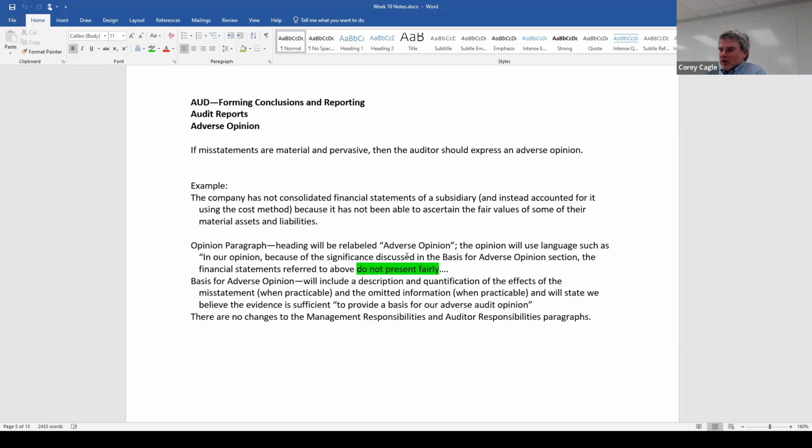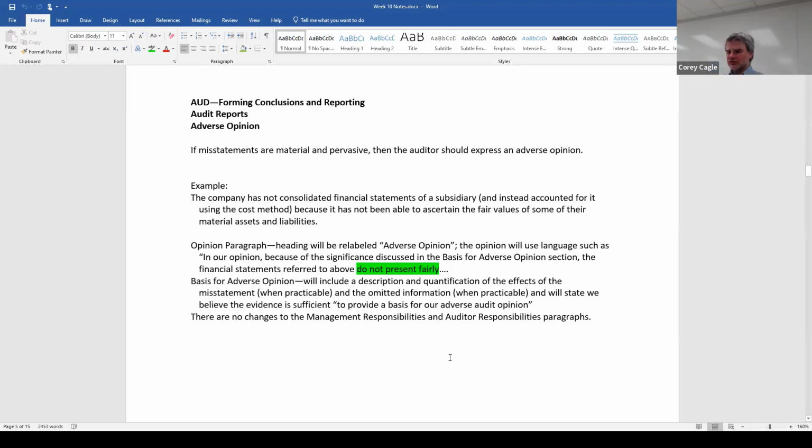But we do tweak one of those sections for the disclaimer. Our auditor responsibility section does have a slight tweak when there's a disclaimer of opinion. Otherwise, we leave the auditor responsibility and management responsibility paragraphs alone.